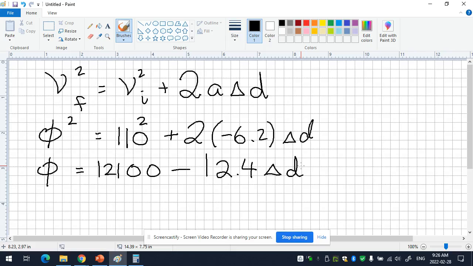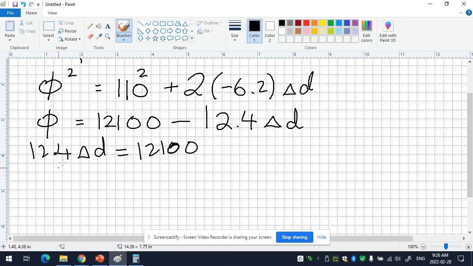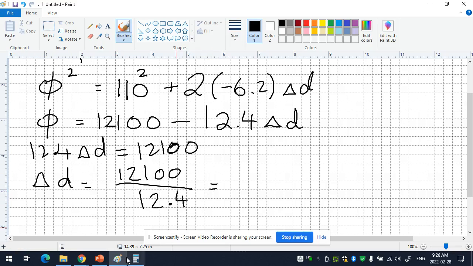100% your way, though. Okay, doesn't really matter. So move this guy with both the coefficient and the variable. You can't just use one of them. They're both one unit. So 12.4 delta D, that's the point, equaling 121 with the 2 zeros. What's the annoying number here? 12.4. So delta D is 12100 divided by 12.4. What do we get?